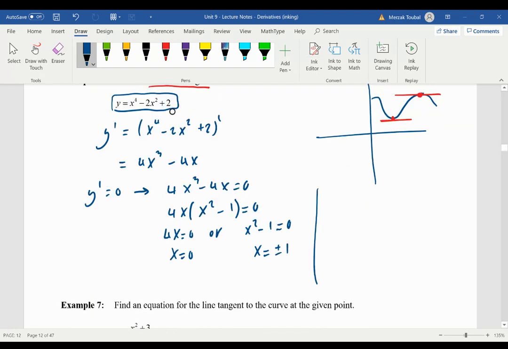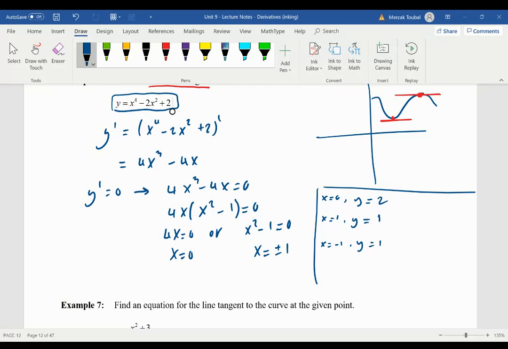So let's write them down over here. At x equals 0, y is 2. At x equals 1, y is 1 to the 4th, which is 1, minus 2 times 1 squared. So 1 minus 2 plus 2 is 0, so it's 1. And then at x equals negative 1, that will be the same thing, y equals 1.